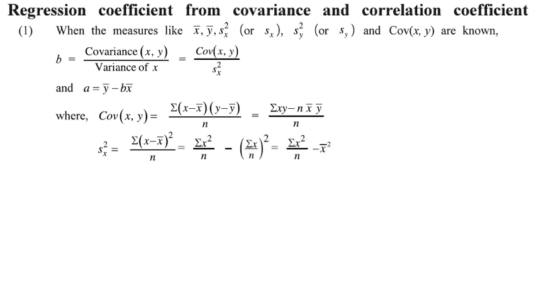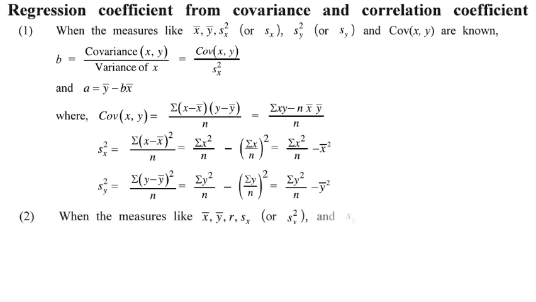Now we have studied all these things in 11th, but we are just revising them here. Summation of x minus x bar whole square upon n, no roots because this is variance and not standard deviation. Or summation x square upon n minus summation x upon n the whole square, which is the x bar. Or summation x square upon n minus x bar square. Also if we have to find sy square, it is not actually necessary but sometimes we have to, then we just replace x with y in all the formulas.